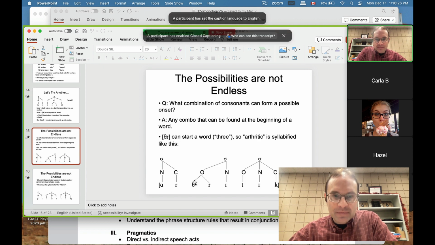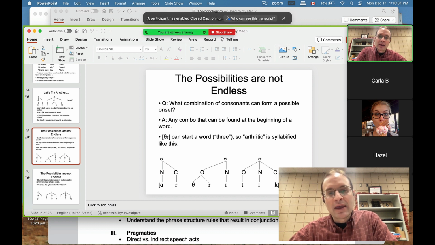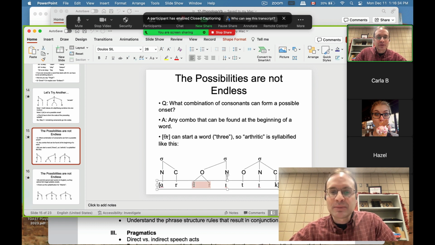And the tricky part of this, if we go to this arthritic example, is you want to grab as many consonants as possible to be in that onset. So the I is a syllable nucleus in this case. You look to the left to see what could go into its onset, and you can get thr because that's an onset that begins words like three or what have you. But you have to stop there. You can't keep going to the right before it because rth is not a valid onset at the beginning of a word or anywhere else in English. So this becomes the onset.